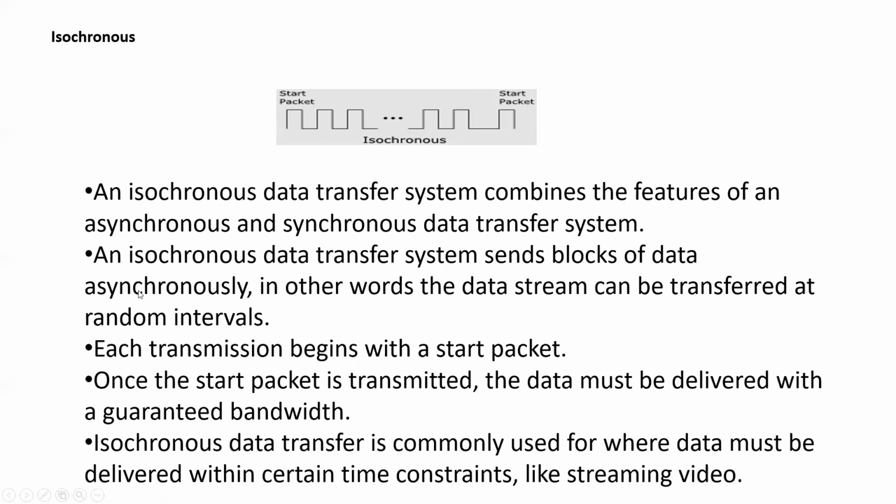It sends blocks of data asynchronously. In other words, the data stream can be transferred at random intervals. Each transmission begins with a start packet. Once the start packet is transmitted, the data must be delivered with a guaranteed bandwidth. So what is this? This is a combination of synchronous and asynchronous.